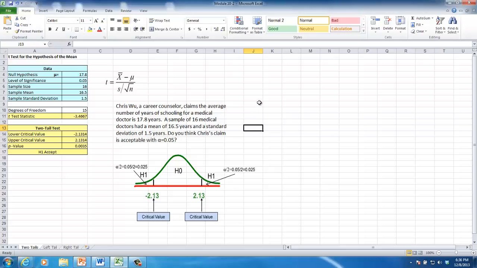Chris' claim is not acceptable because 16.5 is significantly different from what Chris says.